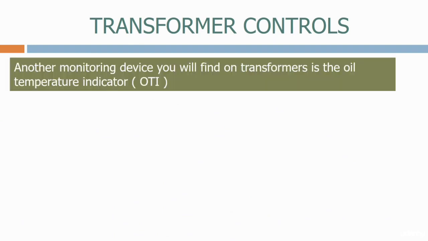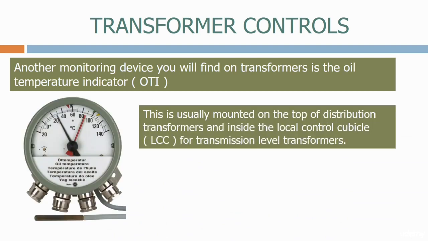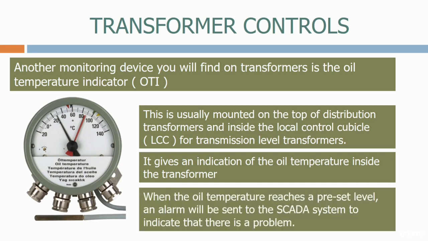Another monitoring device you will find on transformers is the oil temperature indicator, or OTI. This is usually mounted on the top of distribution transformers and inside the local control cubicle, or LCC, for transmission level transformers. It gives an indication of the oil temperature inside the transformer. When the oil temperature reaches a preset level, an alarm will be sent to the SCADA system to indicate that there's a problem.